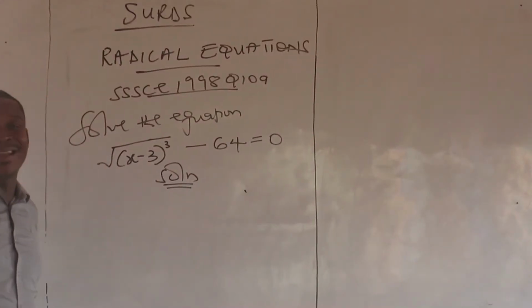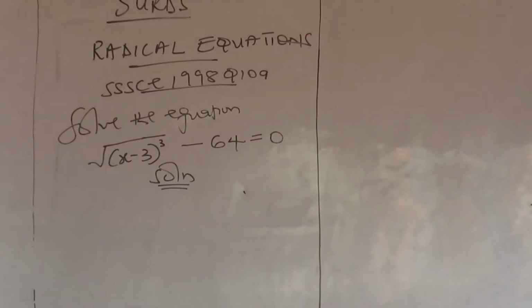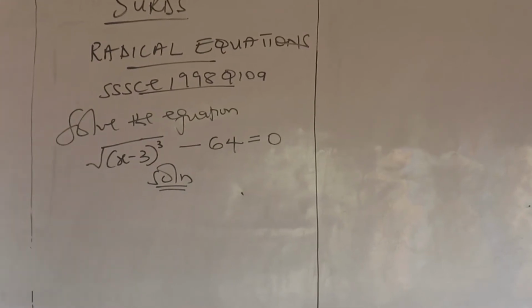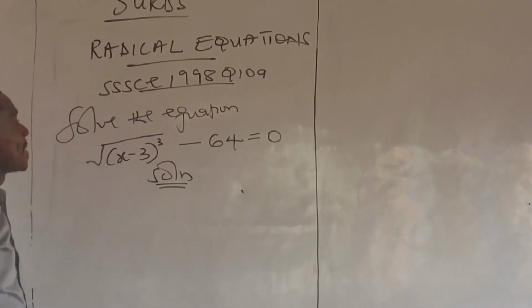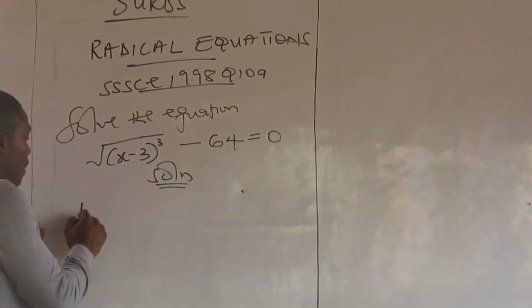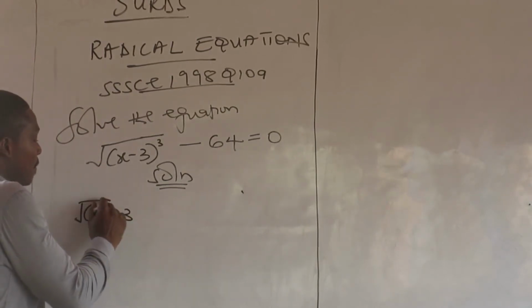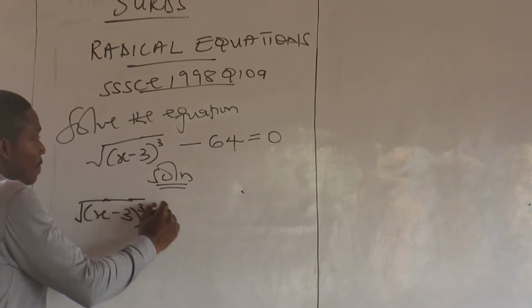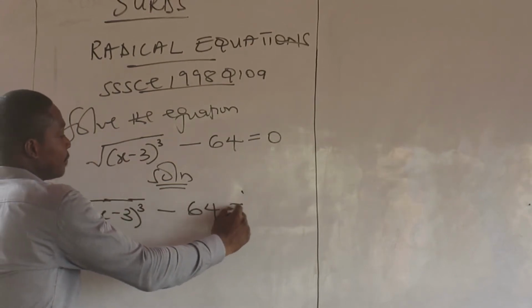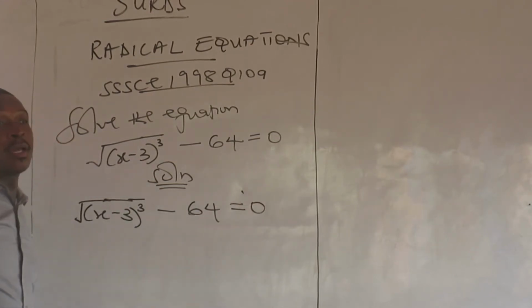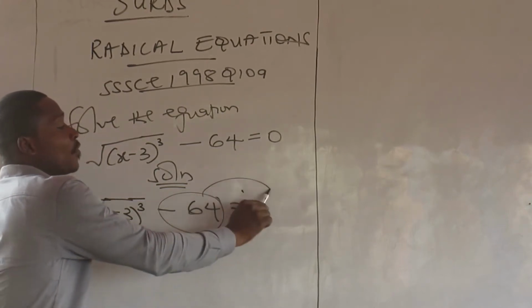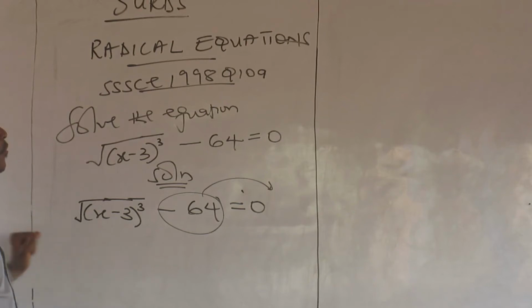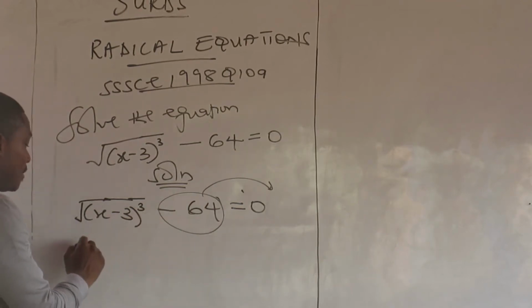You are welcome to radical equations and surds. Radical equations. Okay, so how do we treat them? Let's see. I want to get the 2 sides of the equation, so I'll first move this 64 over here, and the 64 crosses this equal to sign.